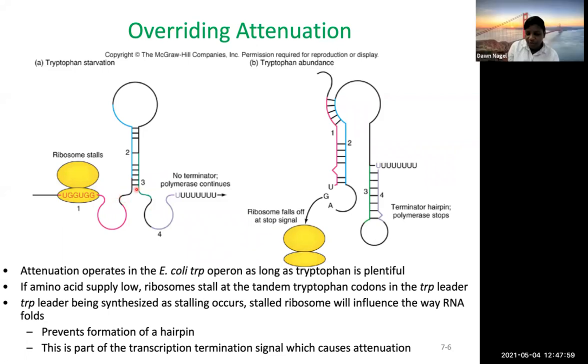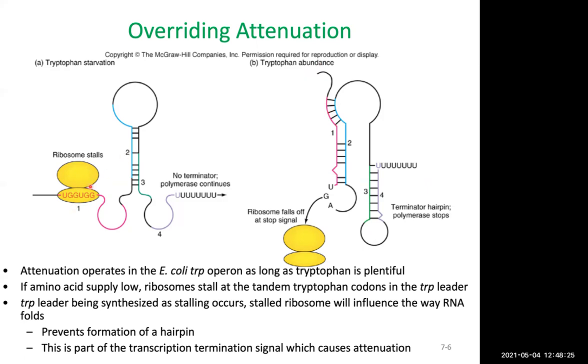So 3 and 4, this hairpin structure, is what causes the termination, right? But this hairpin structure can only form if 1 and 2 can make the first hairpin structure. And what forces this first hairpin structure is when you have high tryptophan, so that the ribosome can keep going and doesn't stall to prevent this first and second hairpin structure from forming.